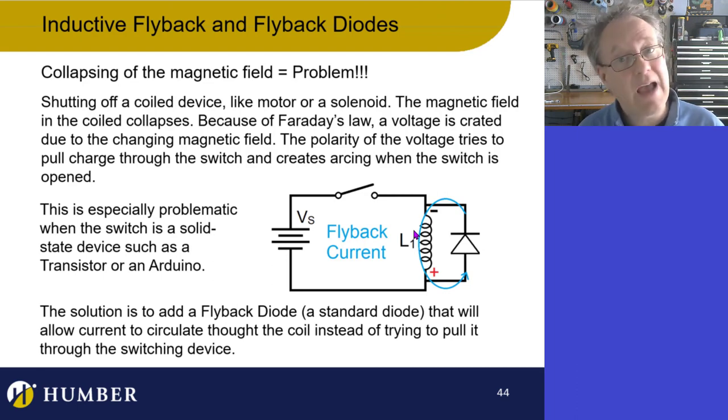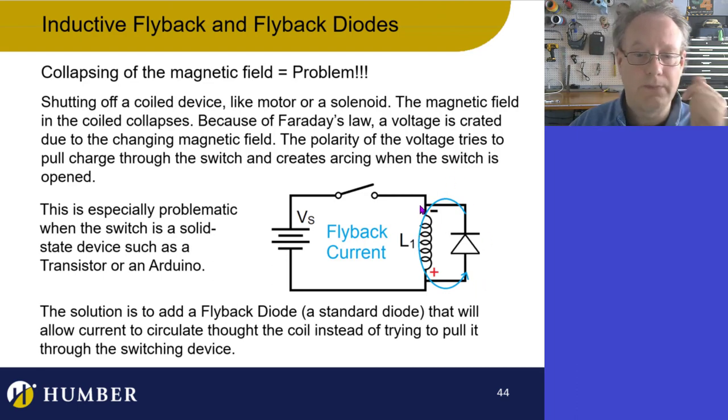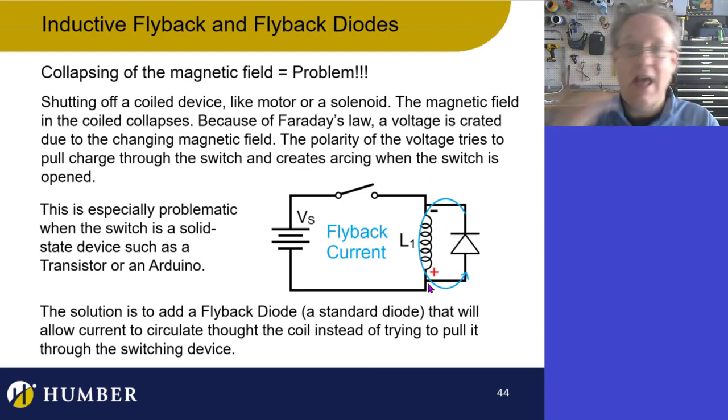So what we do is we throw a diode on the circuit, and this is pretty cool. When I open this, this coil wants to make current. So I just give it a path, and the path goes like this, and it actually creates some current, and then you're not frying your switch or your transistor.